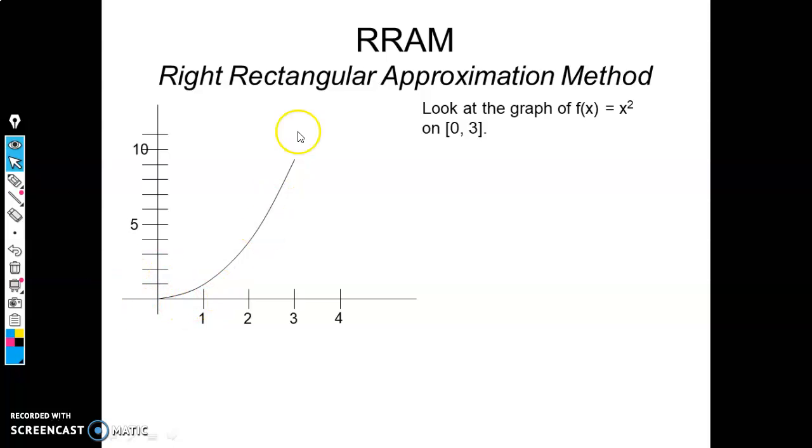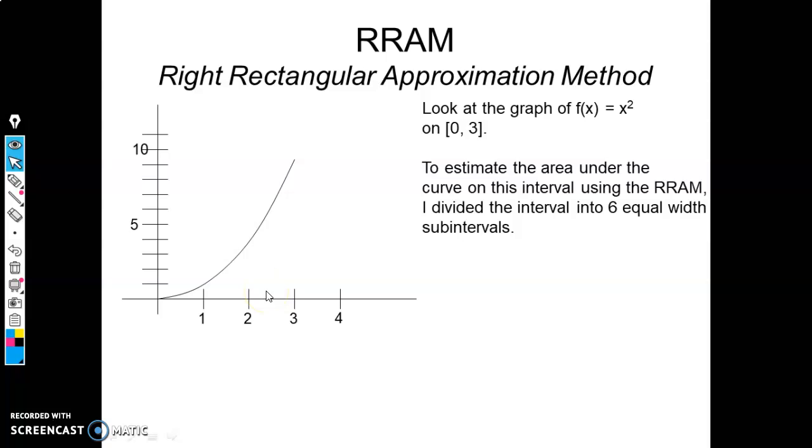All right, so here is a curve, and when we're doing the right rectangular approximation method, if the curve is going upwards like this, these rectangles are going to be touching the outside of the curve, okay? And the right corners of the rectangles are touching the curve. This is part of the x squared function here, and we're looking at the interval from 0 to 3. Even though the function keeps on going, we're only going 0 to 3.